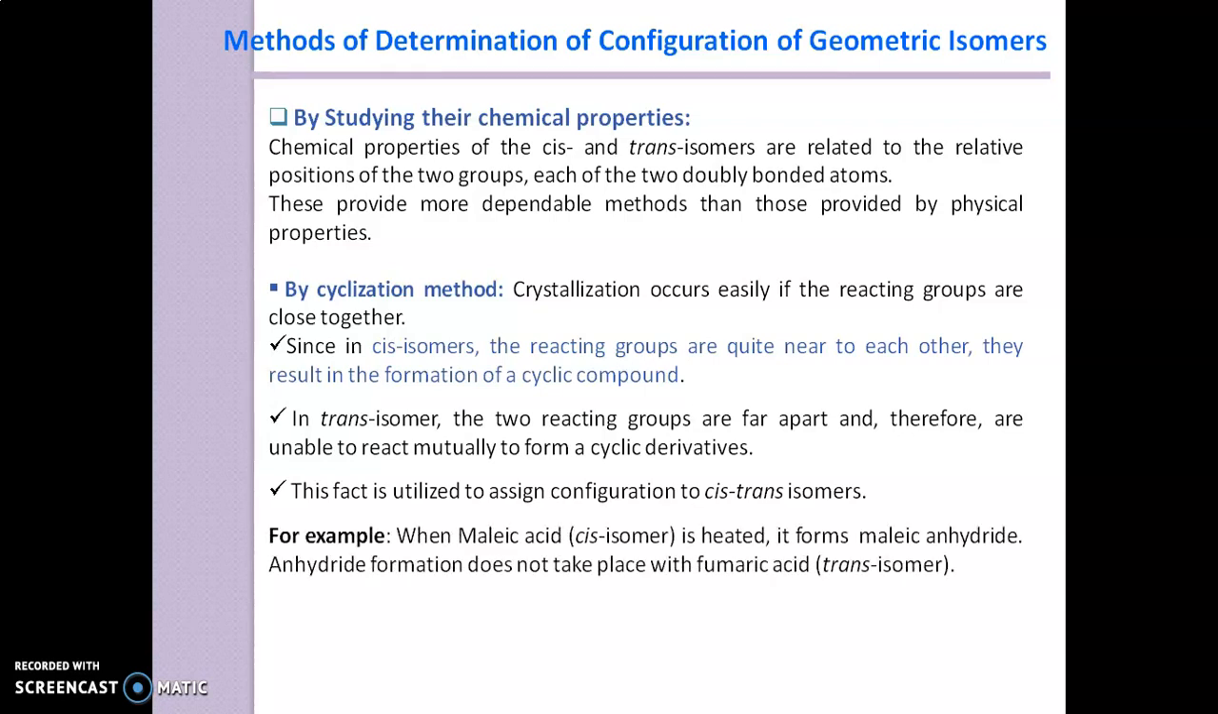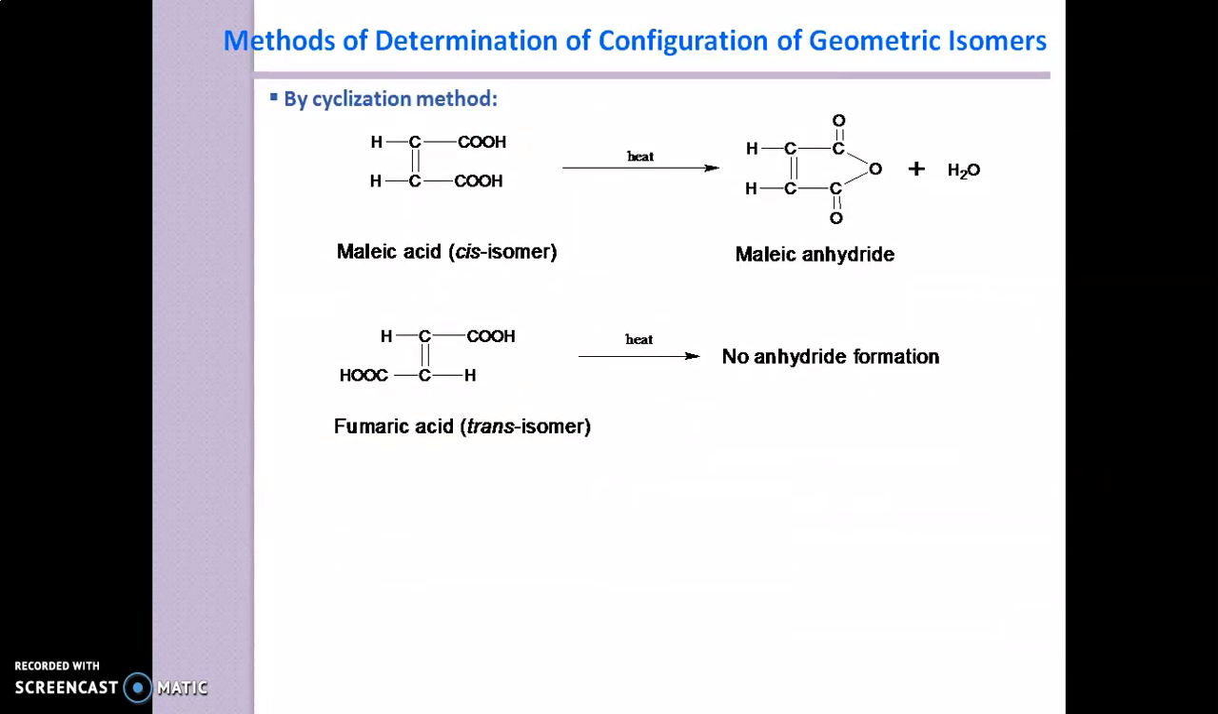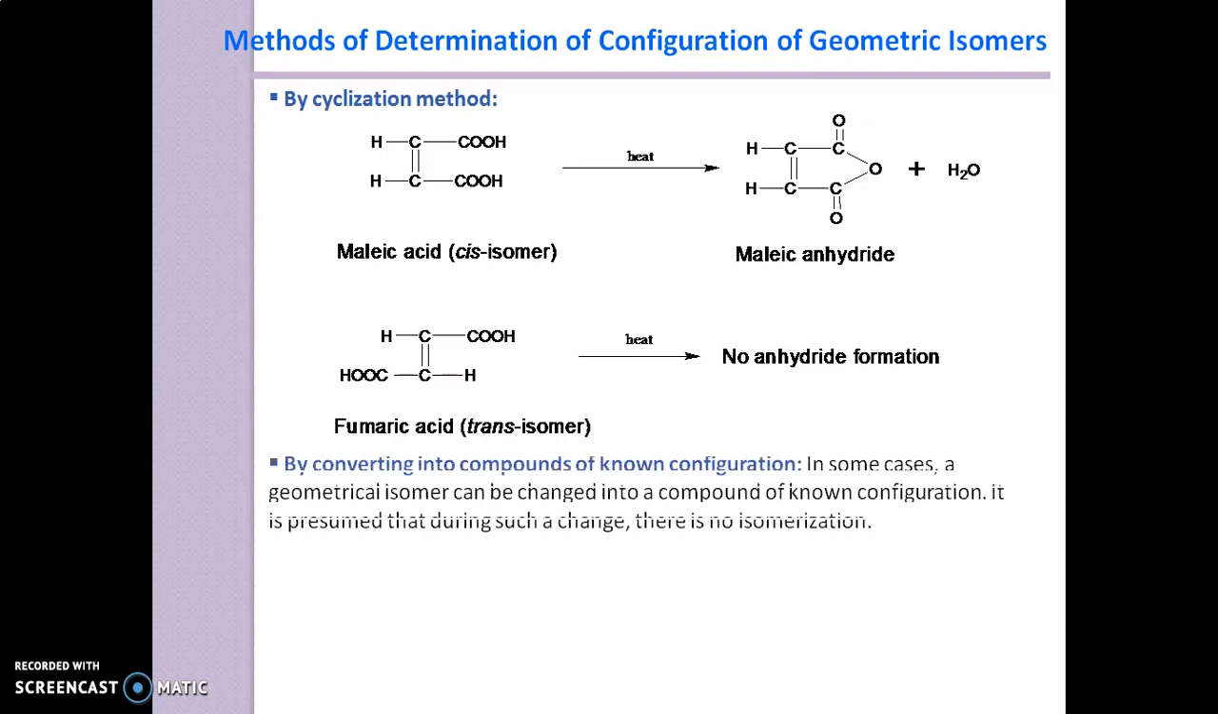For example, when maleic acid is heated, it forms maleic anhydride. Anhydride formation does not take place with fumaric acid as it is a trans isomer. Here is the reaction: while heating maleic acid, that is the cis isomer, it forms maleic anhydride. But if fumaric acid, which is the trans isomer, is heated, there is no formation of anhydride. So from this also we conclude that if cyclization occurs, it is a cis isomer.